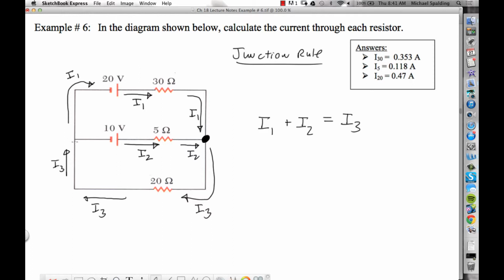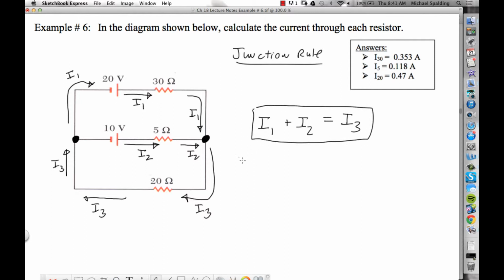I mean, you could have focused on this junction over here. Look at what's happening over here. Well, what current's coming in? I3. What current's going out? I1 and I2. So you get the same equation. So that's the junction rule. We made an equation from the junction rule.